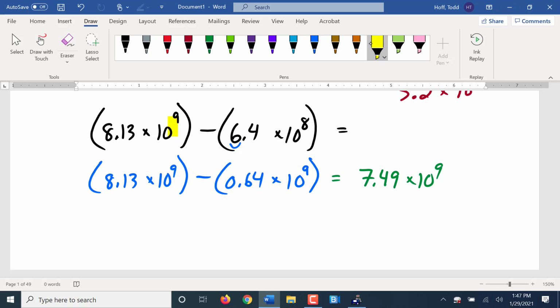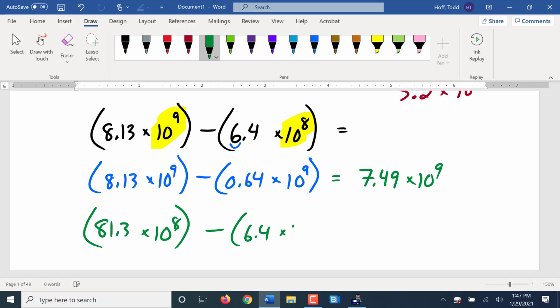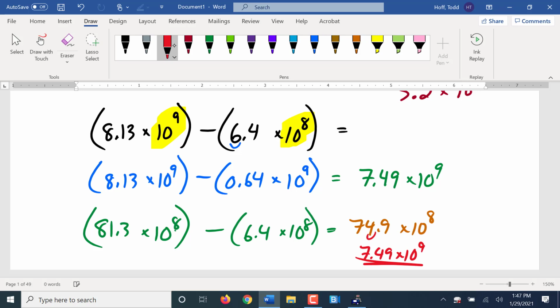They don't have the same name, so we just can't combine them. Or if we'd changed both of them to 10 to the 8th. Okay, so this would become times 10 to the 8th. Power got smaller, number gets larger, so that's 81.3 minus the 6.4 times 10 to the 8th. So 81.3 minus 6.4 is 74.9 times 10 to the 8th. So then we just have to move it back. So it's 7.49 times 10 to the 9th. We get the same result. It's just like with fractions. If you don't find the least common denominator, if you go for the bigger denominator, it still works. You just have to reduce at the end.